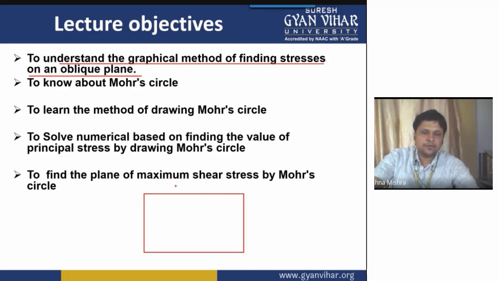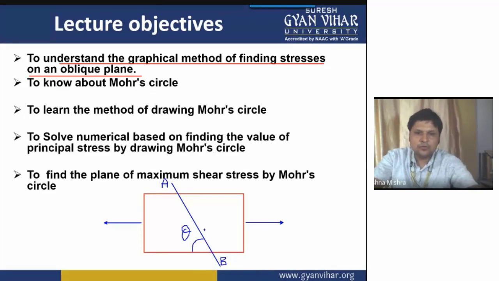For example, if this is a body or bar of unit thickness, and you have to find the stress along this plane which is inclined at an angle theta, and you have been given the stress acting along this direction. This is a case of uniaxial loading. In such cases, there is an analytical method of finding the value of stress along this oblique plane, let the name of this oblique plane be AB.